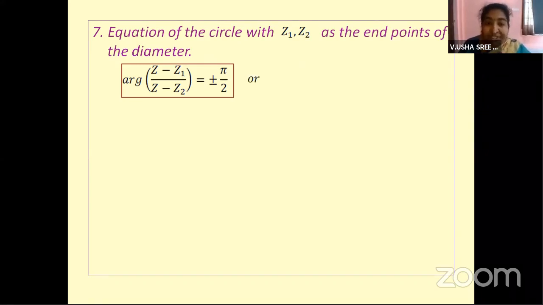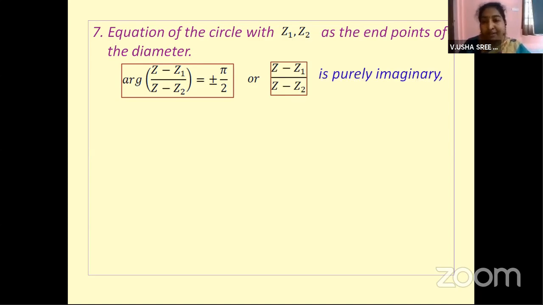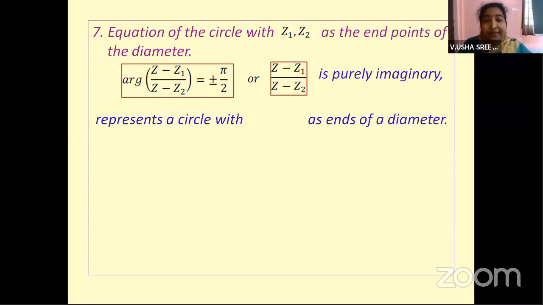Or the other condition is, if you take (Z minus Z1) by (Z minus Z2), and this value happens to be purely imaginary, that means you should not have any real part in that, then in that case also you will be getting a circle equation, right? So argument of (Z minus Z1) by (Z minus Z2) is equal to plus or minus pi by 2, or (Z minus Z1) by (Z minus Z2) is purely imaginary, then it represents a circle with Z1, Z2 as ends of the diameter.